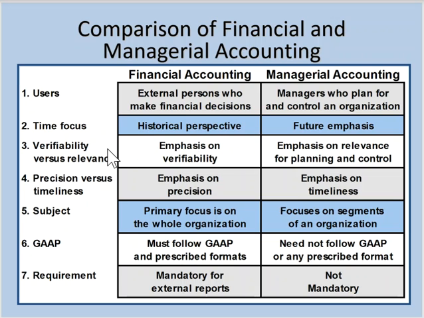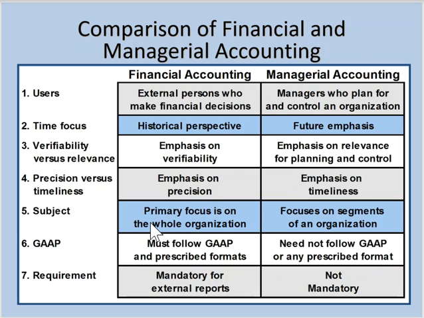If we look at the relevance of data, financial accounting should be objective and verifiable. Management accountants focus on providing relevant data, even if it isn't completely objective and verifiable. There's less emphasis on precision with managerial accounting, and a stronger emphasis on timeliness. Financial accounting focuses on precision when reporting to external parties. Managerial accounting aids decision makers by providing reasonable estimates more quickly rather than waiting for precise data later.